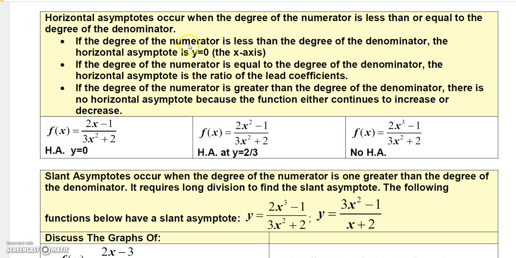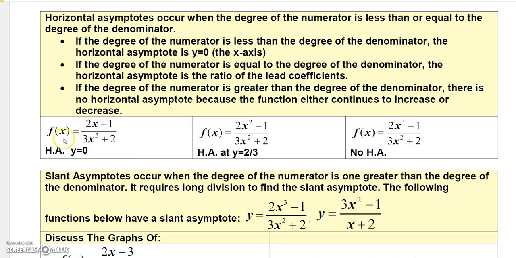If the degree of the numerator, remember that's the top, is less than the degree of the denominator, the horizontal asymptote is simply y equals 0. In other words, the x-axis. So let's take a look at three very similar graphs, and let's see how the horizontal asymptotes change.